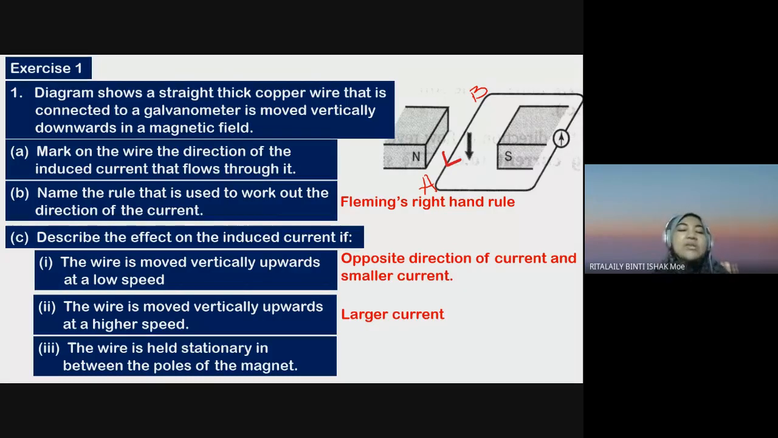If the wire is held stationary in between the poles of the magnet, what will happen to the induced current? Okay, when the wire is stationary in between the poles of the magnet, there will be no cutting of magnetic field, therefore no current flows.